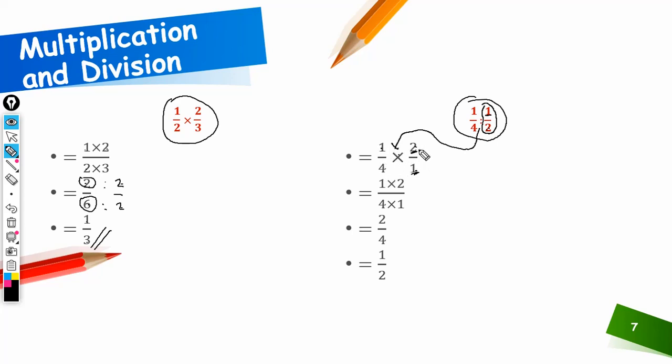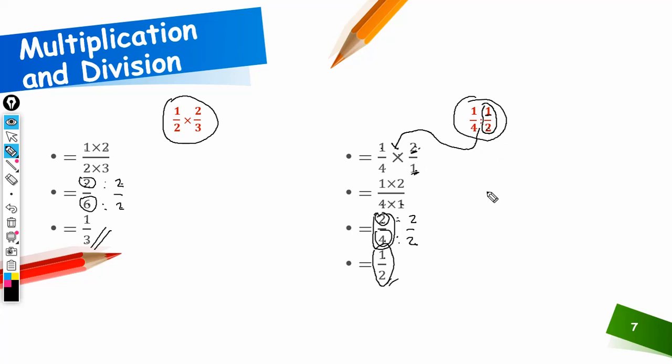So 1 times 2 is 2, 4 times 1 is 4. Okay, so you simplify them with 2 halves. 2 over 2 is 1, 4 over 2 is 2. So this is equivalent, yeah, equivalent fractions. And maybe you questioned, kamu bertanya, why is it turned upside down? Kenapa ini dibalik kemudian tandanya menjadi perkalian?